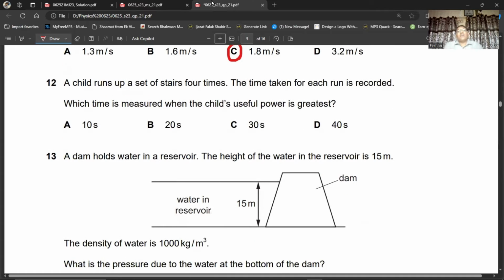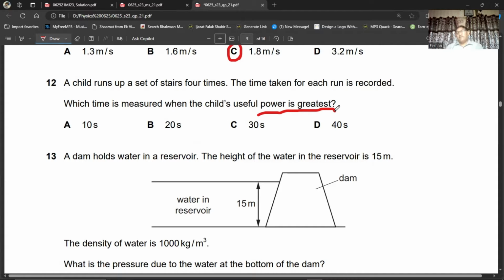Question number 12 on your screen. A child runs up a set of stairs 4 times. The time taken for each run is recorded. Which time is measured when the child's useful power is greatest? You know, power is equal to the work done divided by the time. If you go 4 times on the same stairs, all the 4 times the work done is the same. But if you do the work in less time, the power will be more.